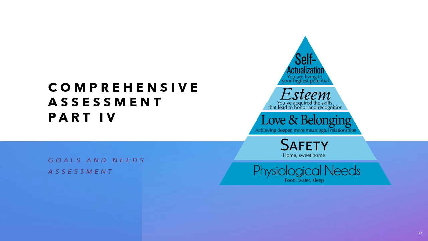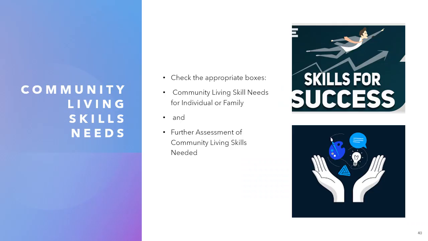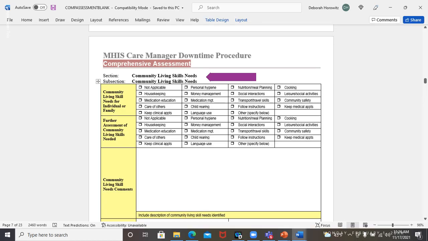Comprehensive Assessment Part 4, Goals and Needs Assessment. Community Living Skills Needs. Check the appropriate boxes for community living skills needs for individual or family and further assessment of community living skills needed. Community living skill needs for individual or family. For Jane, leisure social activities should be checked. Further assessment of community living skills needed. For Jane, medication management should be checked.